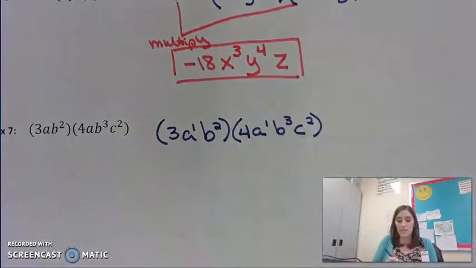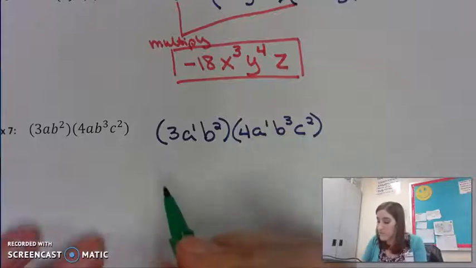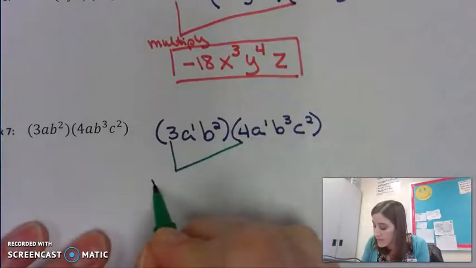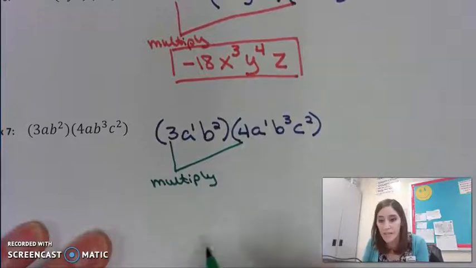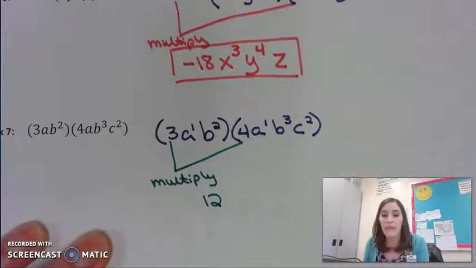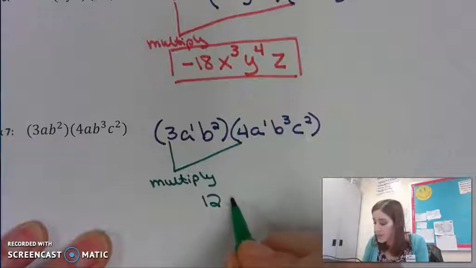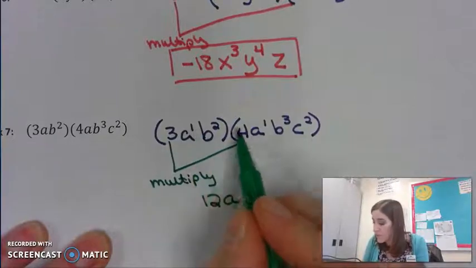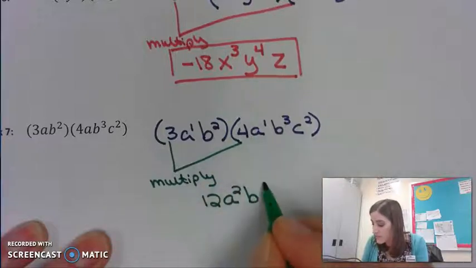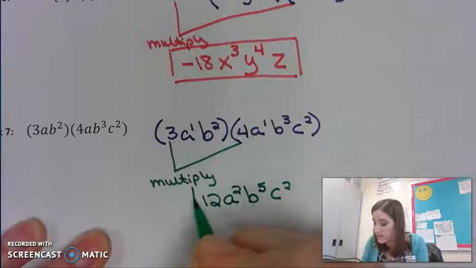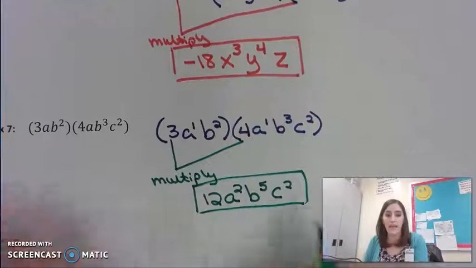All right, so just like on all those other problems, you multiply the big numbers. So those two are going to multiply together to end up giving me 12. And then from there, you would add the exponents. So for my a exponents, 1 plus 1 gives me 2. For my b's, 2 plus 3 gives me 5. And my c, I only have one c value, it's c squared. And we're finished.